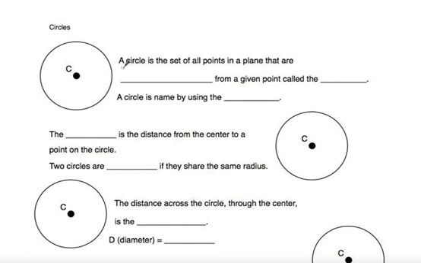A circle is a set of all points in a plane that are equidistant, which just means the same distance, from a given point called the center. A circle is named by using the center. So for example, this circle would be circle C because the center point is named C.